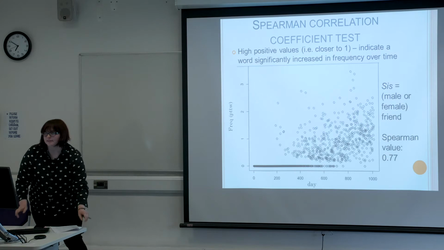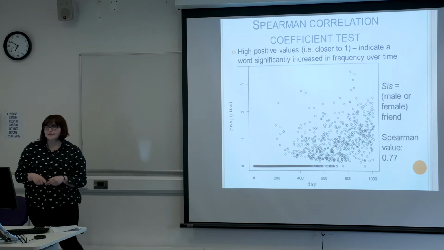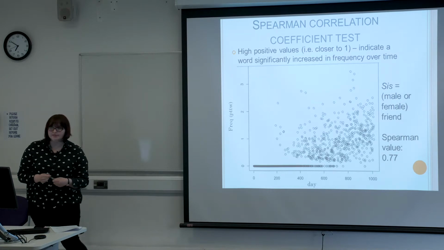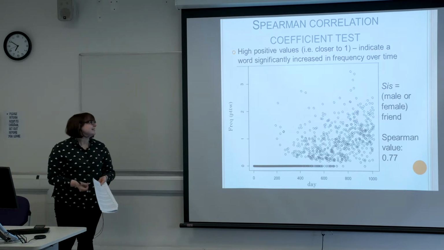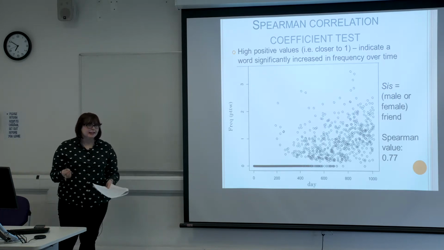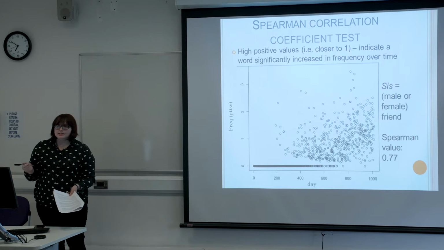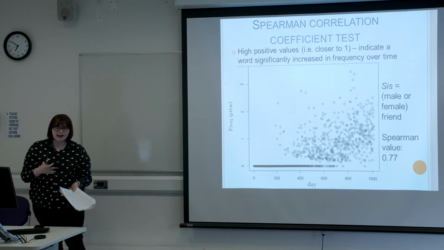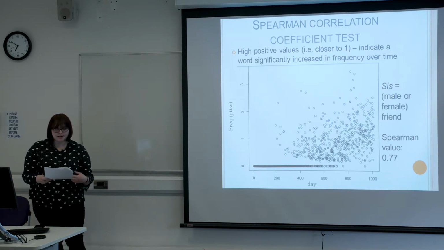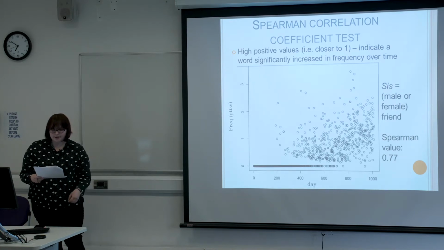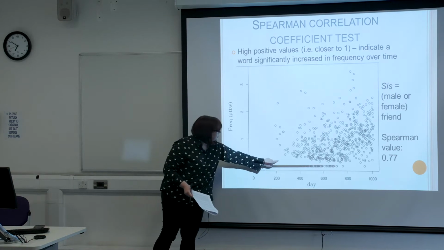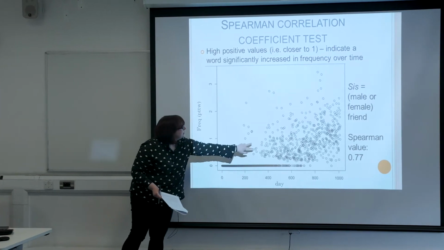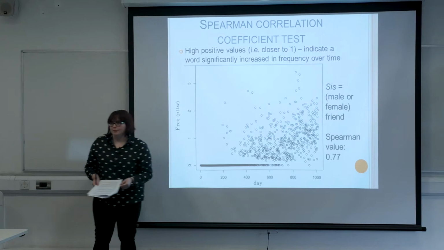So, a high positive Spearman correlation value, that is a value closer to 1, indicates that a word significantly increased in frequency over time. So, for instance, the word "cis", which is etymologically a clipping of the word "sister", but is used in the dataset to refer to a friend regardless of gender, has a Spearman rank score of 0.77. And we can see how the word increases from not being used at all in the first 200 days of the data collection to being used significantly more frequently as time goes on.